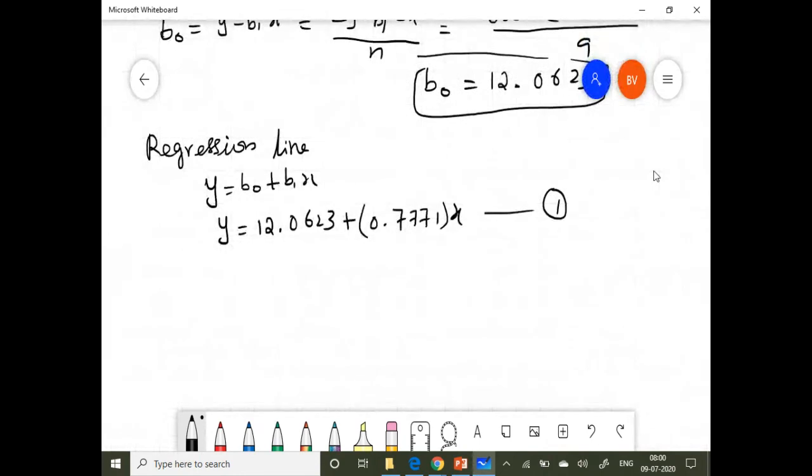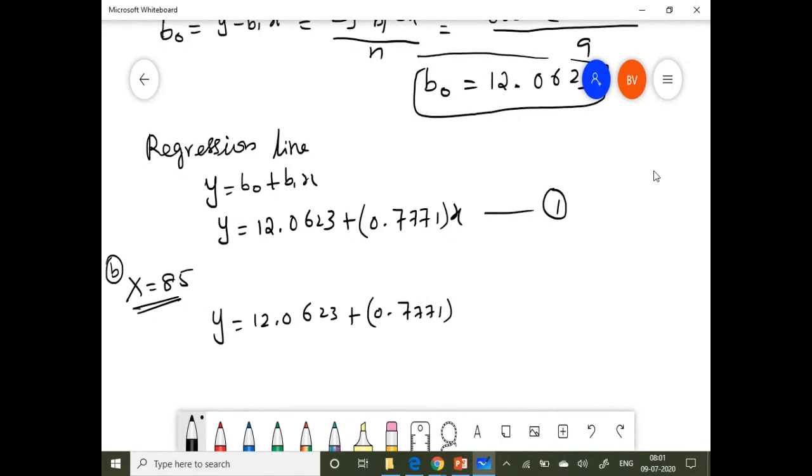Case 2 wants us to estimate the y value when x is equal to 85. So this is case B. When x is 85, y is equal to 12.0623 plus 0.7771 times 85. Calculate this one. Instead of x, we use the value of 85. Therefore, the predicted, the forecasted value of y will be 78. When x is 85, then y will be 78.